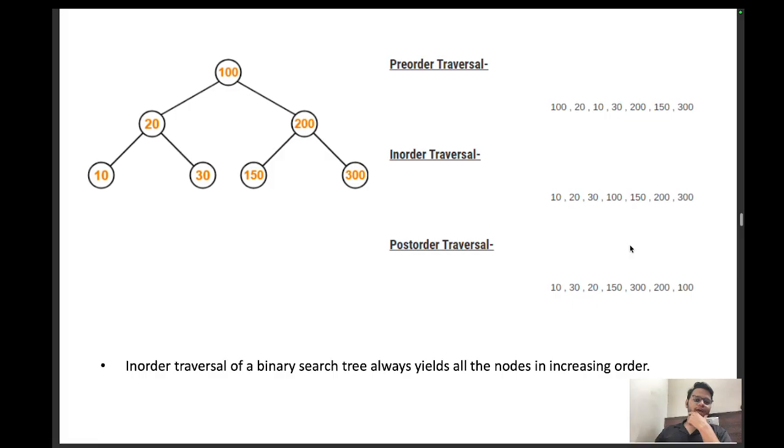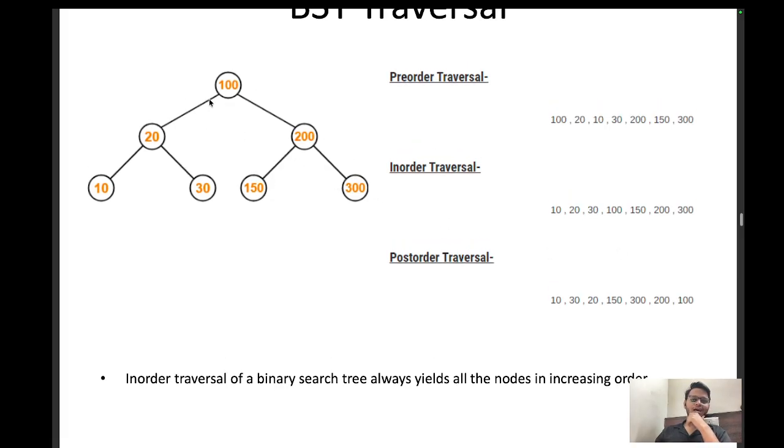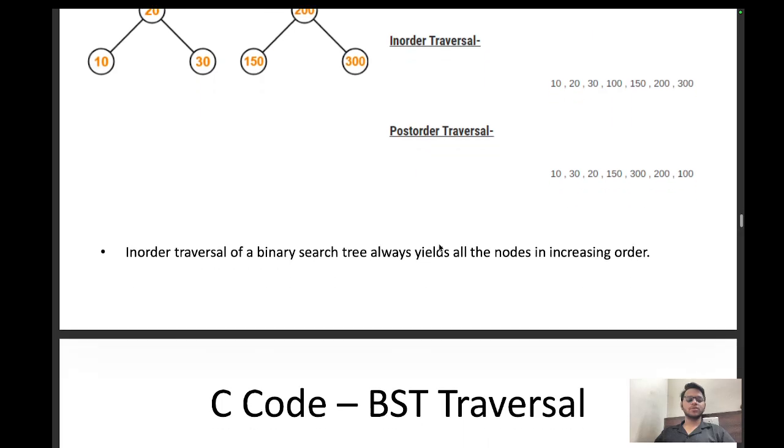For post-order, we have to arrange the root node at the last place, so that the parent node or the root node comes last in the post-order traversal. As the name suggests, in post-order the parent elements are present at the last, and the left child and the right child are in the beginning. Here you can see that 10 and 30 are in the beginning, and 20 is at the last place. Here also 150 and 300 are in the beginning, and 200 is at the last place, and the root node 100 is at the very last place, which ends the traversal.